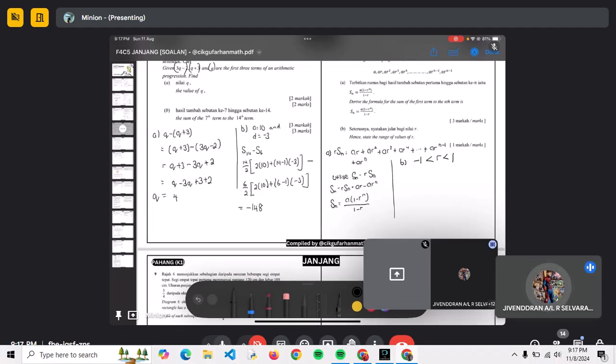And then for b, hence find the range of values of r. This is 1 mark, so you can just write the answer. It's negative 1 less than r less than 1. Why is that the answer? Because the bottom can't be 0, so the numbers must be in between this range. Okay, so that's all. You can go for the next question.